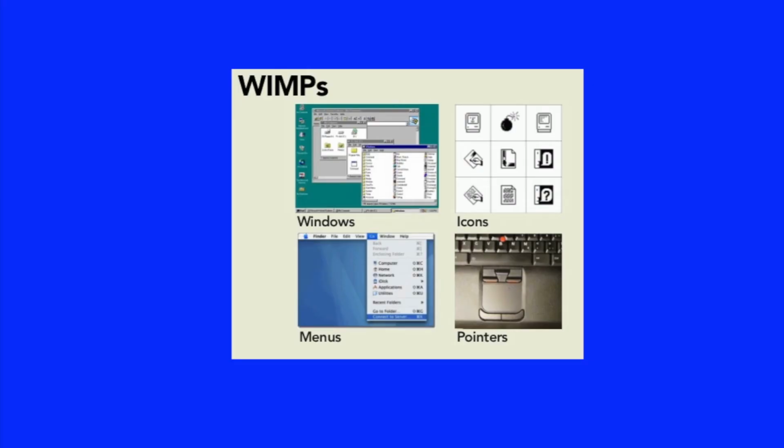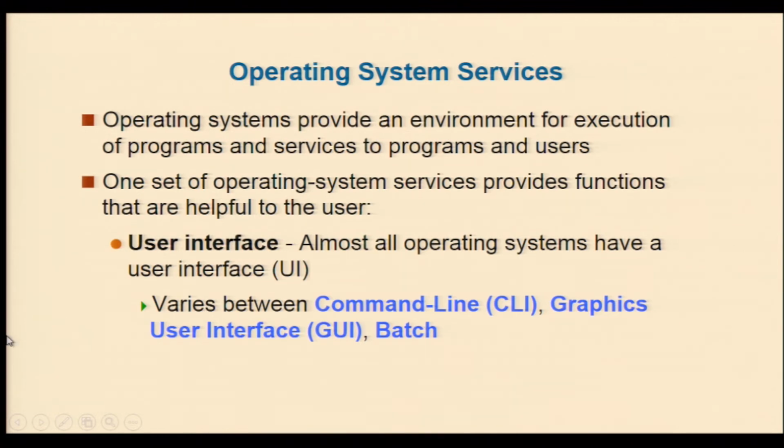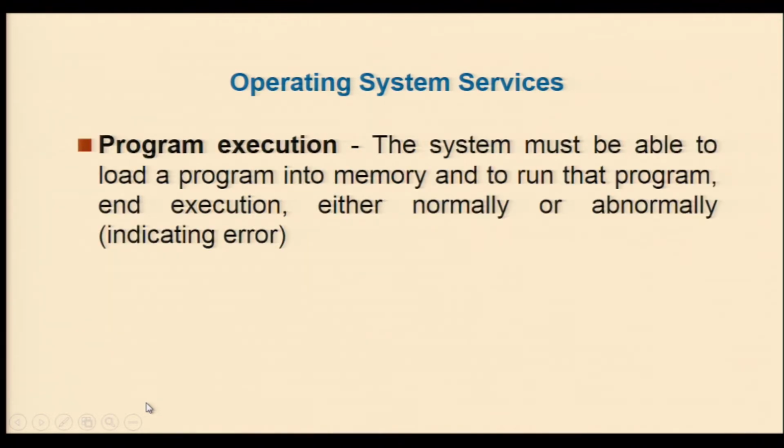Then we moved to command line interfaces. Then we started graphical user interfaces, which is windows, icons, menus and pointers. So three varieties of interfaces we have seen, of which the most popular is the GUI, graphical user interface. Today wherever we go, we talk about windows, icons, menus and pointers.